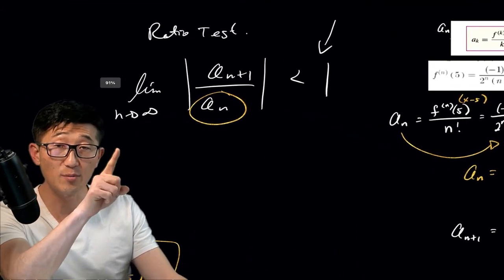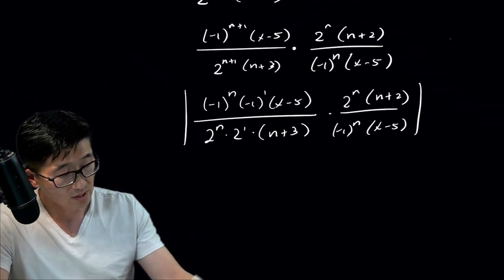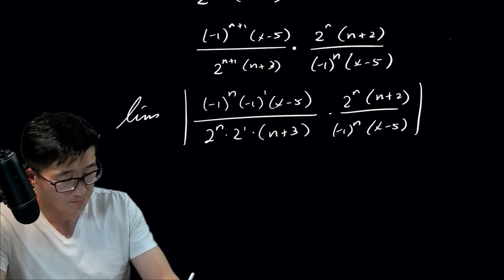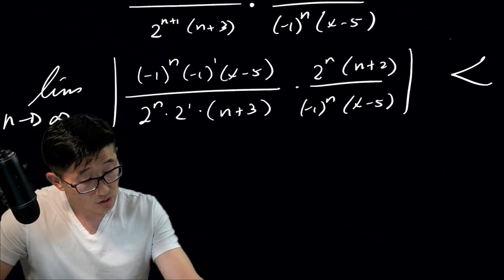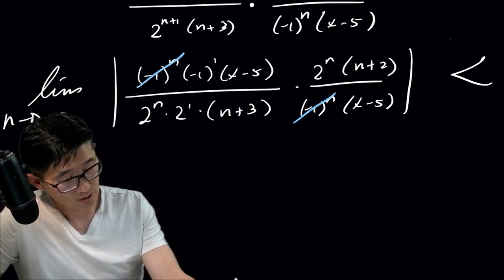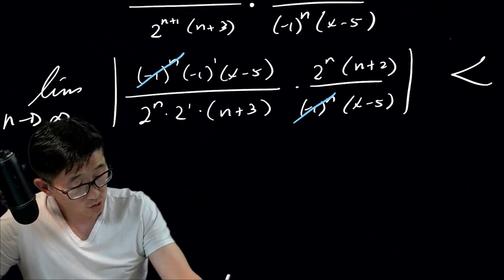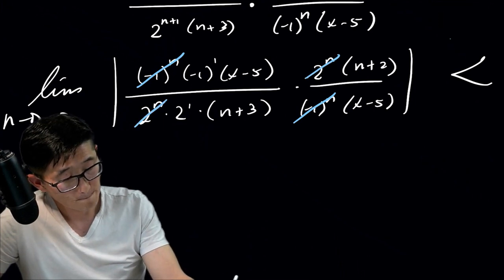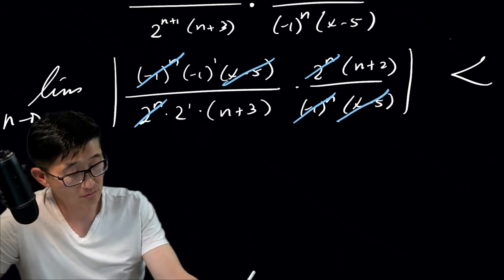Okay, we're trying to take the limit of an absolute value of that ratio and make that less than 1. So let's plug it in right here, and we want this to be less than 1. Okay, so this and this cancels out. And then negative 1 will just be negative 1. 2 to the n will cancel out. And then x minus 5 will cancel out.